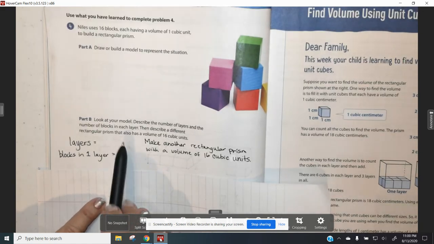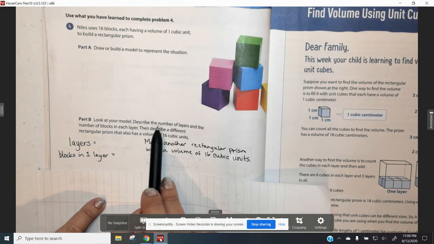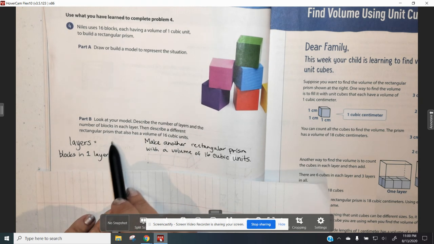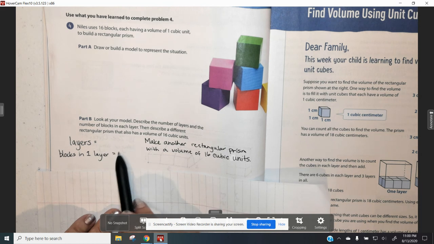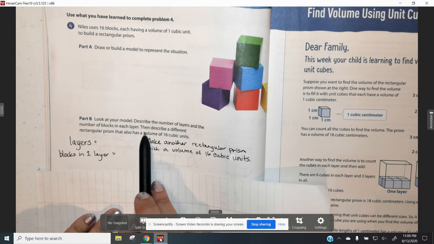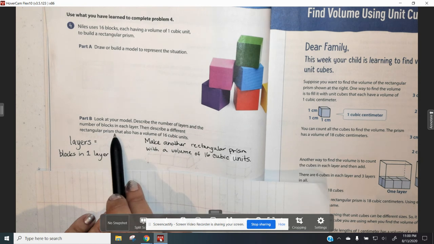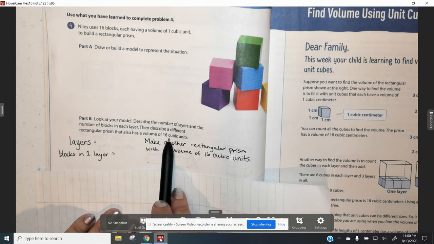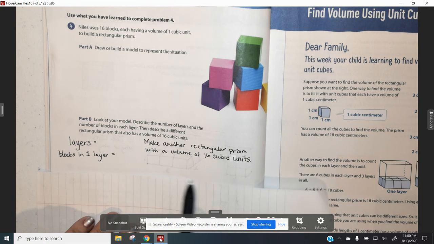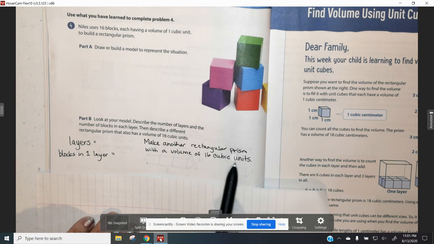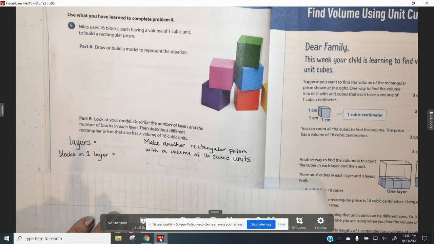Next, in part B, you need to look at your model, describe the number of layers and the number of blocks in each layer. So you're going to tell me how many layers you have and how many blocks in each layer. Then I want you to describe a different rectangular prism that also has a volume of 16 cubic units. So on the other part of this problem is make another rectangular prism with a volume of 16 cubic units. And you're going to be doing all of this work in your workbook.